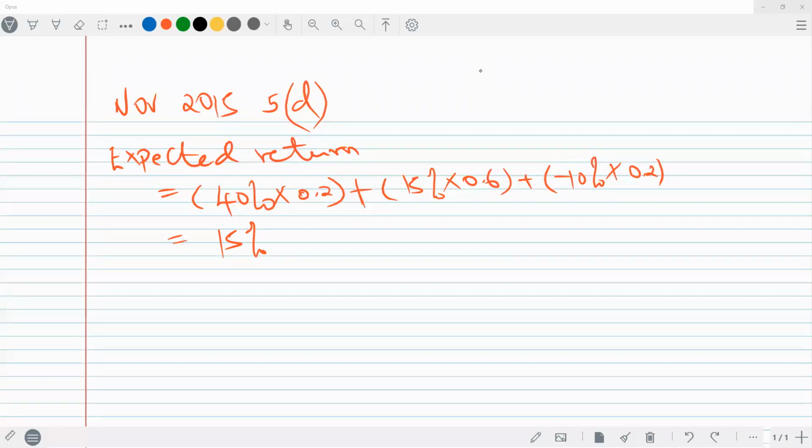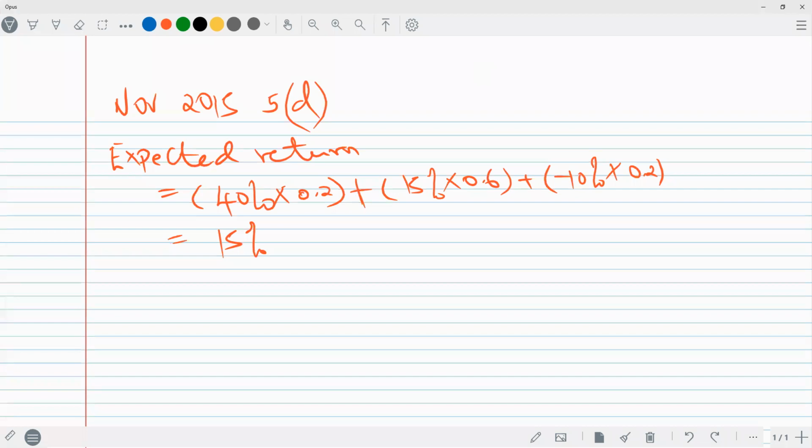It's correct. Yeah, we get a mean return of 15% from this investment. Then of course we need to get the risk. So we need to get the standard deviation of this investment. Don't forget the coefficient of variation, if you still remember.